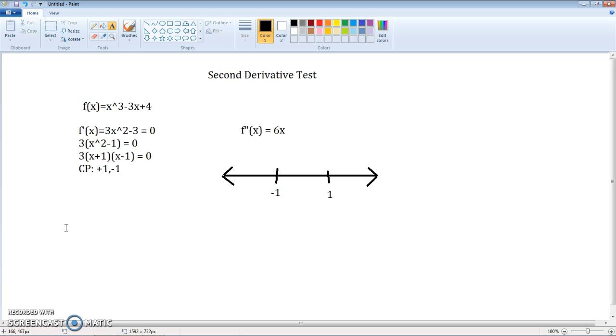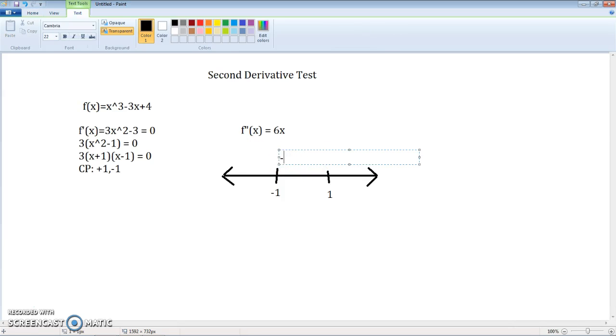Now, what I'm gonna do is plug in these critical points into the second derivative to find its sign, whether it's positive or negative. And to do that, we could figure out if it's a relative max or a relative min. So if I plug in -1 to 6x, 6 times -1 would be -6. So that point would be negative. While if you plug in 1 to the second derivative, you'll get just 6, which is positive.